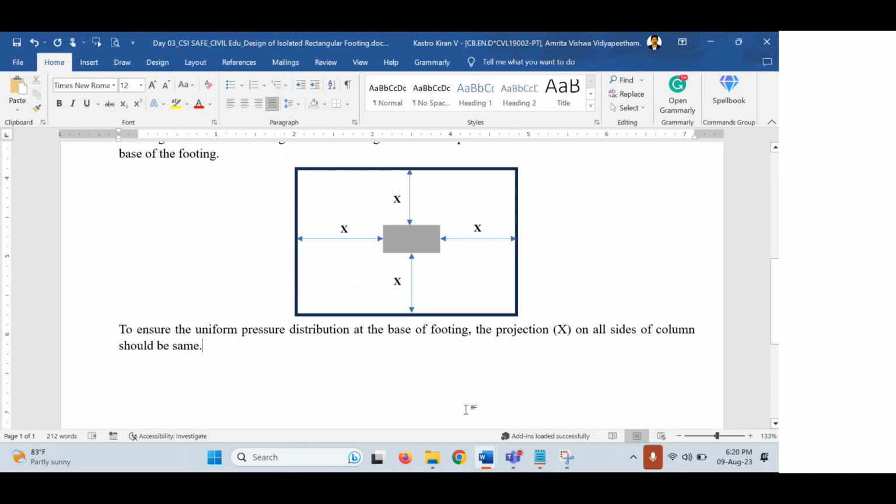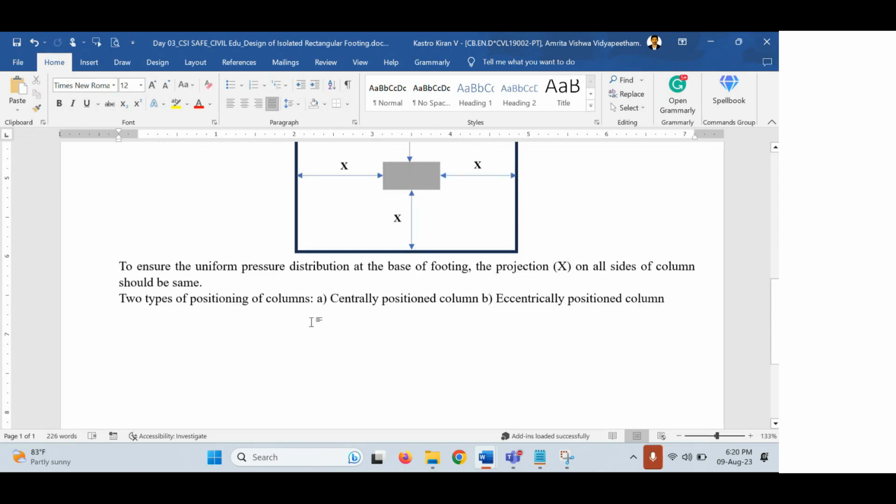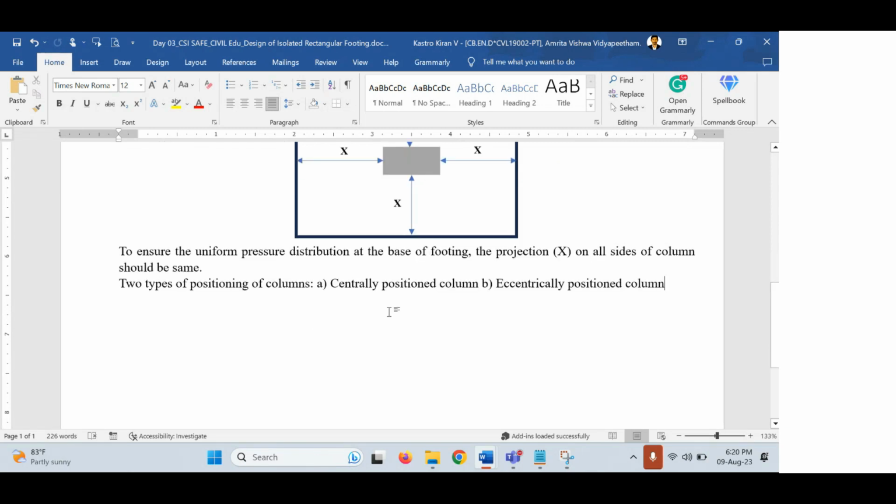Now, here the condition is we have two types of positioning of columns. One is called a centrally positioned column, and the second one is called an eccentrically positioned column. So what is meant by centrally positioned column and eccentrically positioned column?